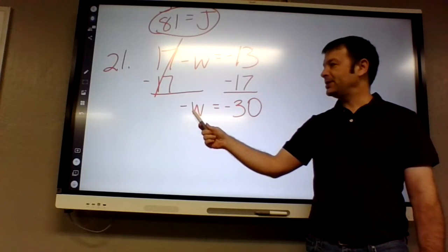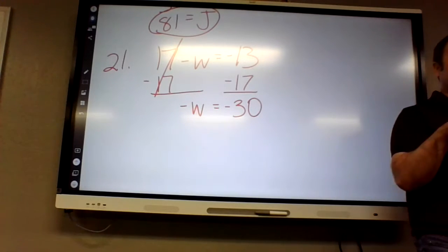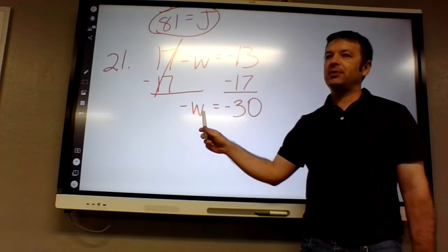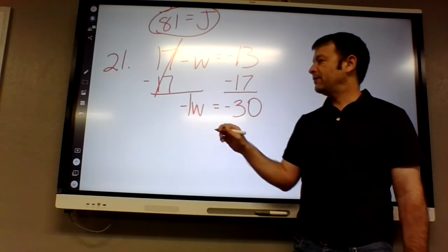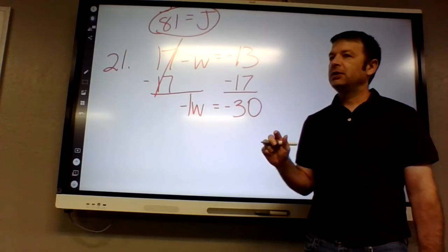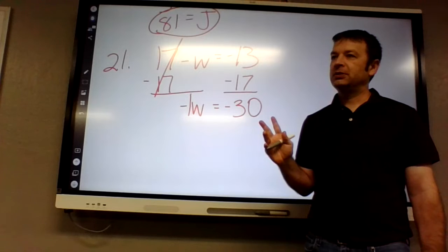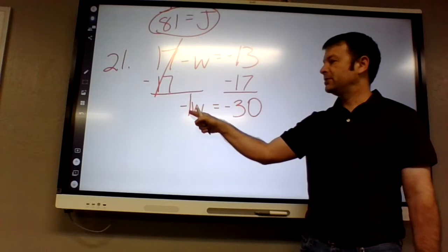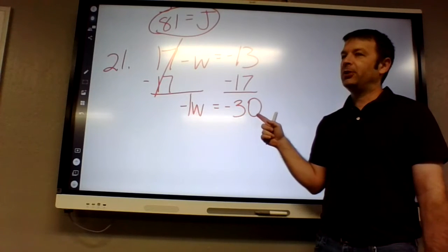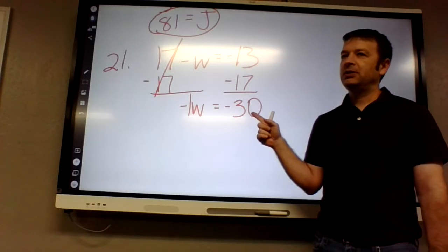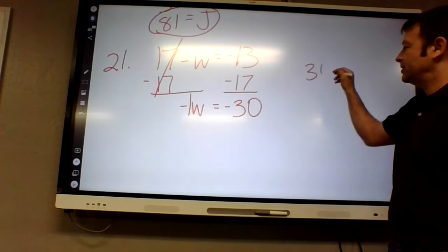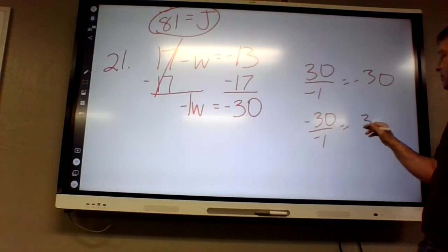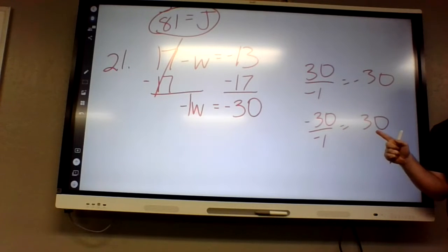I'm not done yet, because I don't want to know what negative W equals, I want to know what W equals. So, what's another way of thinking of negative W? Just look at negative 1W. Okay. How do I get rid of negative 1? Divide by negative 1. Okay, if you divide by negative 1, what happens? It just switches the signs. Like 30 divided by negative 1 would be negative 30. Or negative 30 divided by negative 1 is positive 30. So really all we do is switch the signs.